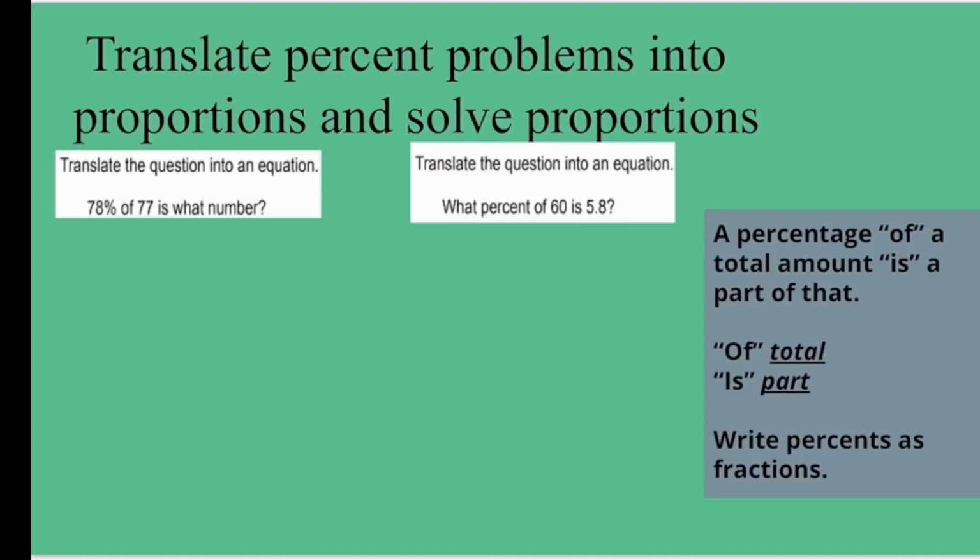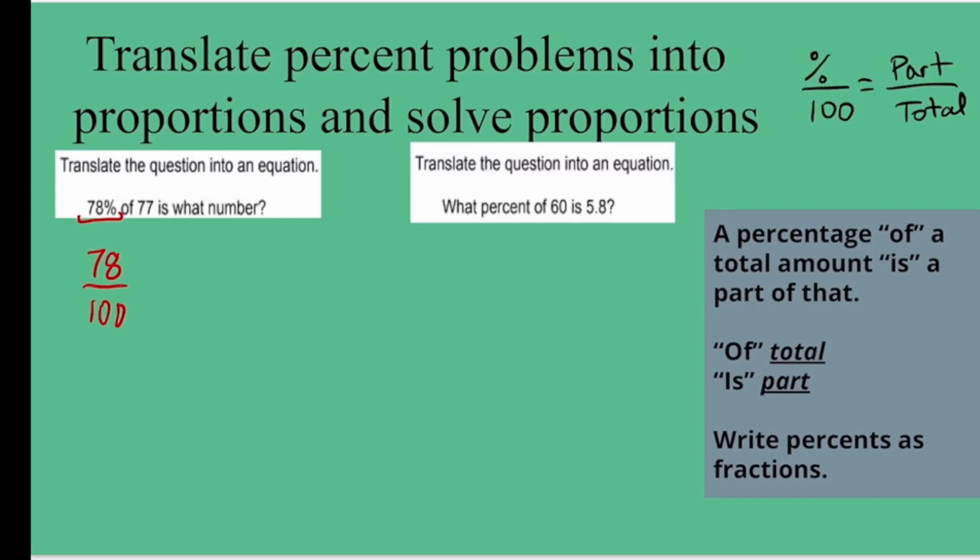Translate percent problems into proportions and solve proportions. So proportions are two fractions that are set equal to each other. So we are going to set this up as a percent over 100, and it's going to equal our part over our total. Now there are different ways of writing this, is over of, part over whole, but the concepts are the same. So 78%, we would write as 78 over 100.